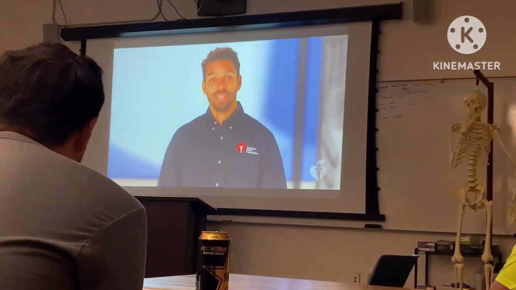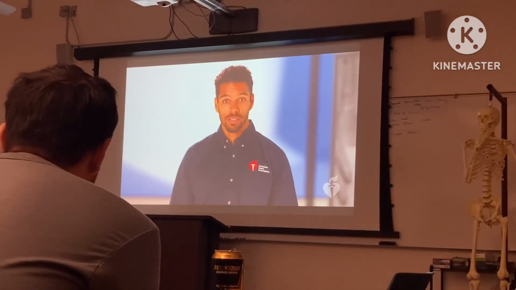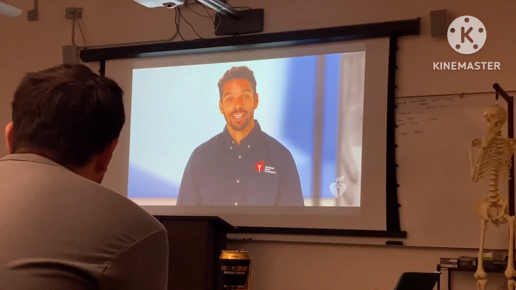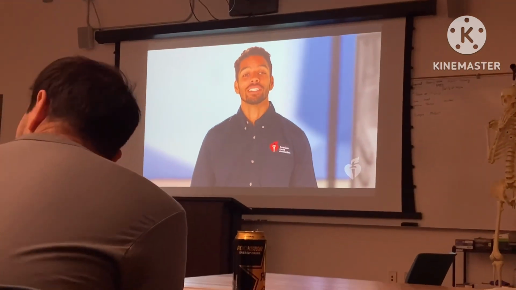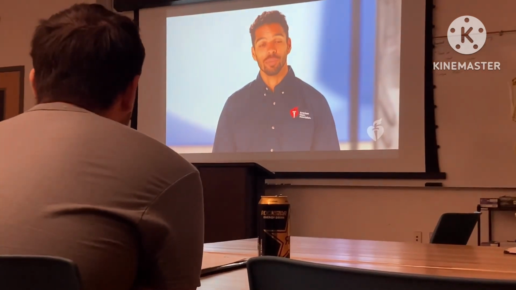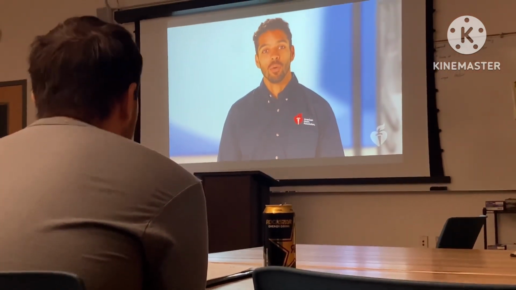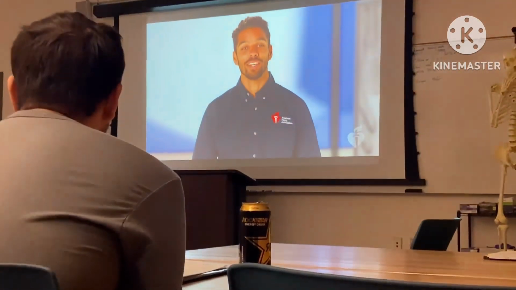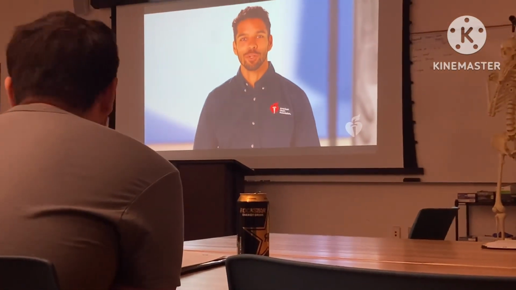Now, let's combine the BLS skills that you've learned for adults with the differences we just reviewed to practice BLS for children. For this session, we'll practice 2 rescuer child CPR by using a 15:2 compression to ventilation ratio. One person will provide compressions while the other delivers breaths with a bag mask device. We'll pause here while everyone gets into position.